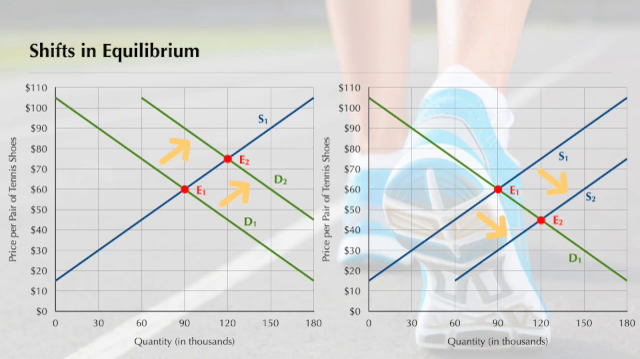The graph on the right, however, shows the result of a shift in supply for tennis shoes. Suppose that many firms install new machinery in their factories. The new technology speeds up production and allows the company to supply more shoes to the market at each and every price. As a result, the supply curve shifts from S1 to S2. What happens to the equilibrium point? It moves from point E1 on the old supply curve to point E2 on the new supply curve. The new equilibrium price is $45, and the new equilibrium quantity is 120,000 pairs of shoes. The quantity of tennis shoes demanded and the quantity supplied are once again equal at the same price.